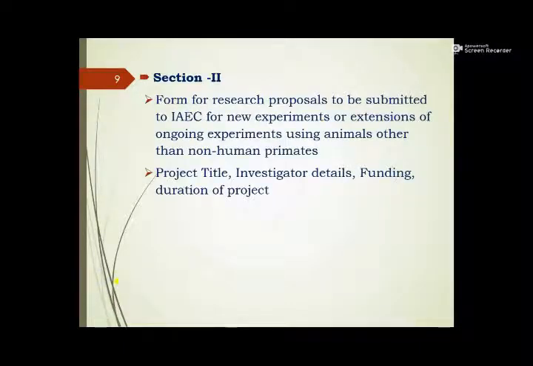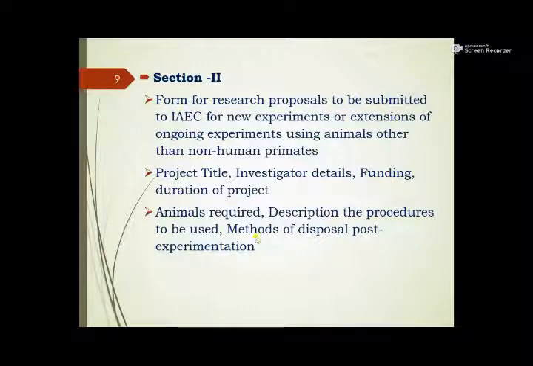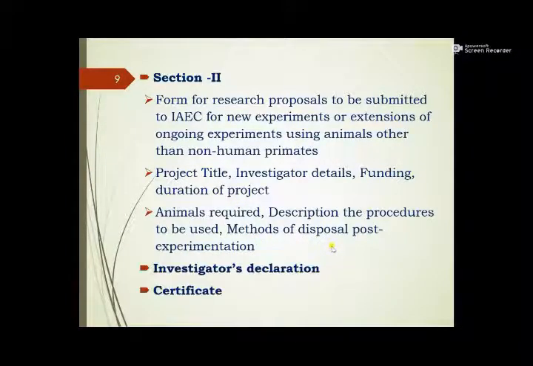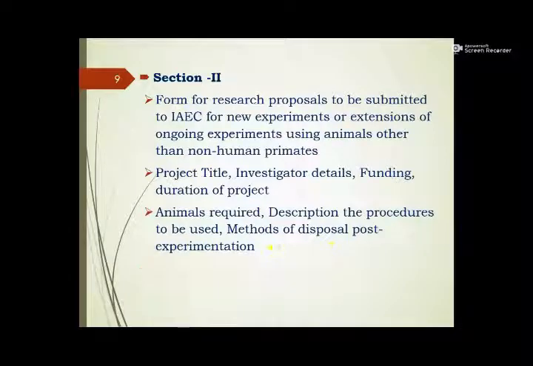So in that you have to mention the project title, investigator detail, funding, duration of project, then animal required, description of procedure to be used, method of disposal, post experimentation. So that part you have to mention.